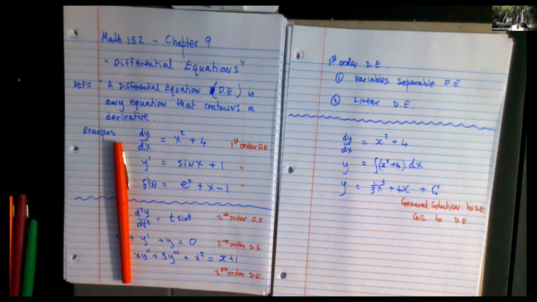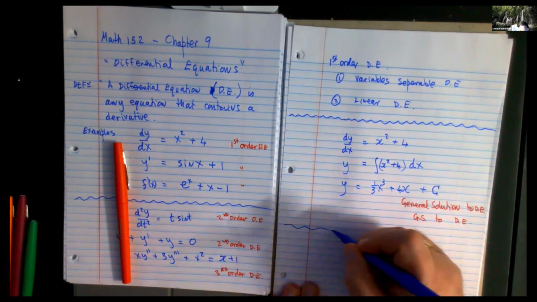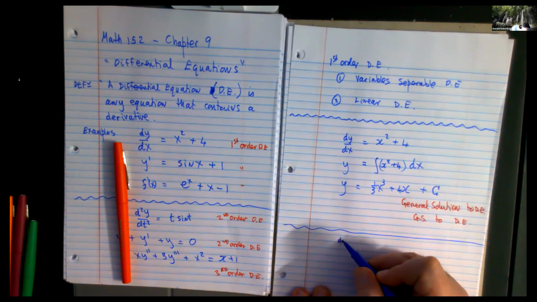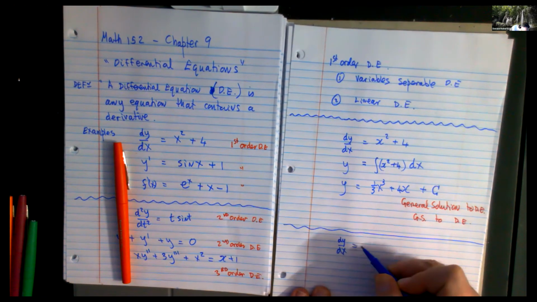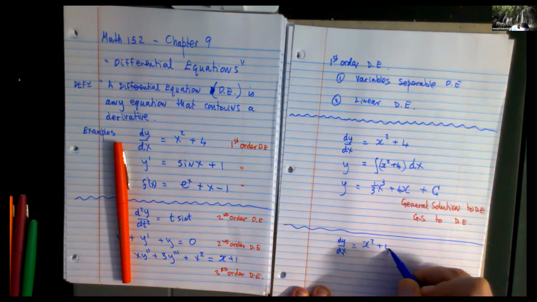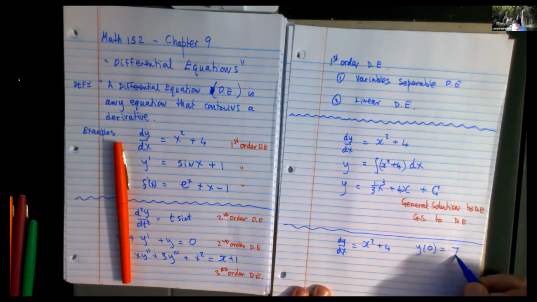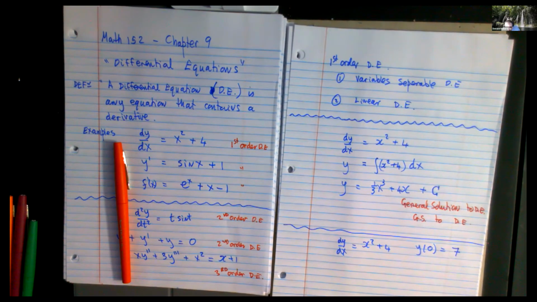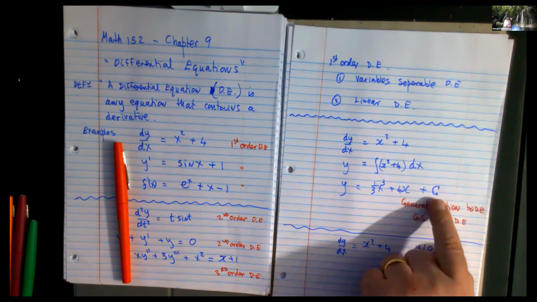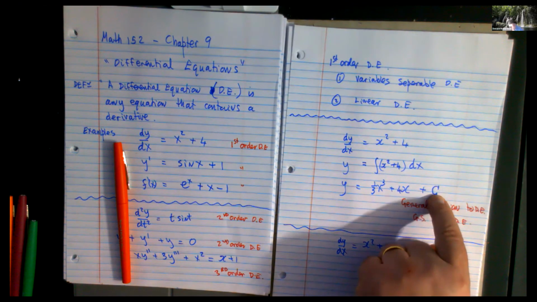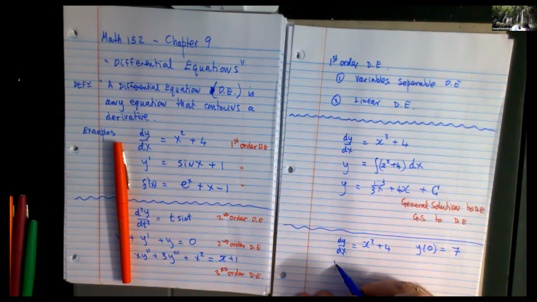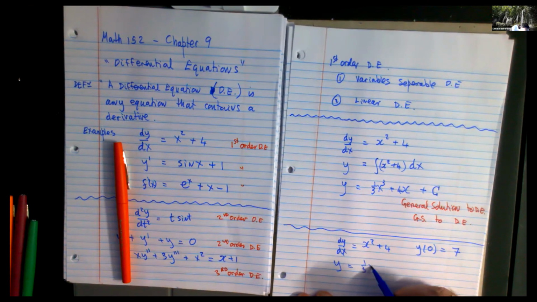Now, suppose I gave you the same question. Here's a differential equation. And I told you that y of 0 was 7. This extra piece of information has one job. Doesn't it allow me to find out what C is? So I already know what the general solution is. It's 1/3 x cubed plus 4x plus C.